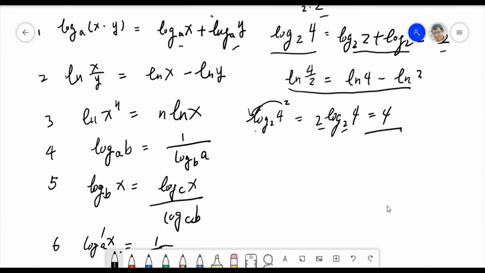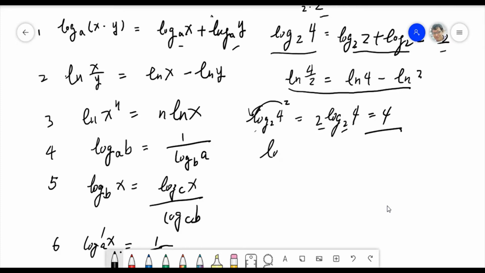Next one is just the reverse. If the base is A and the item is B, I can change B to the base and A from the base to the item, but they have to be over 1. Let's just prove it, well, just by example, okay?